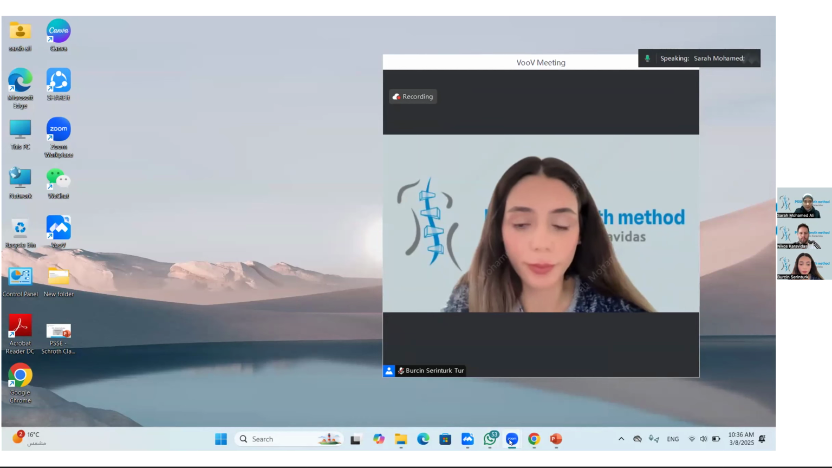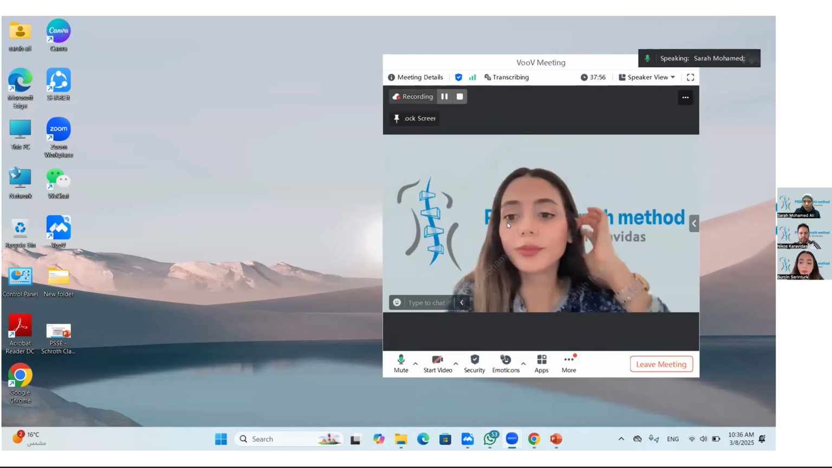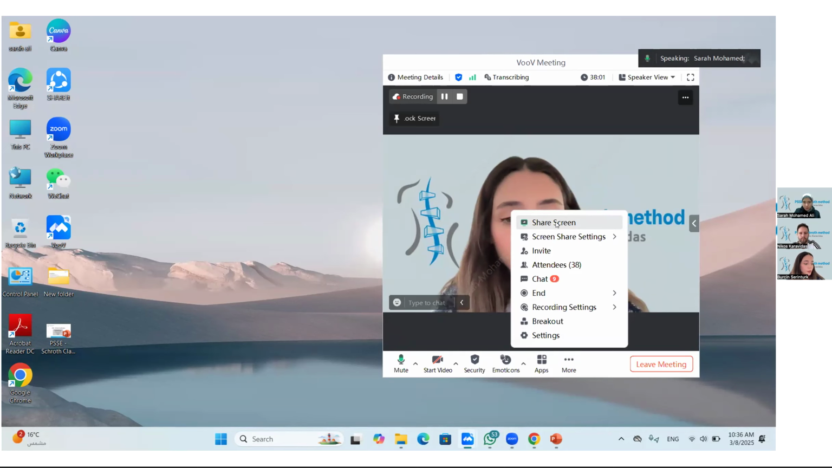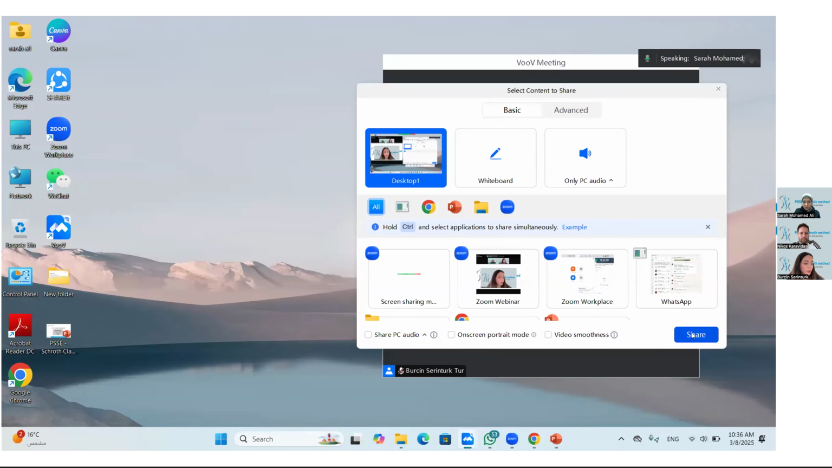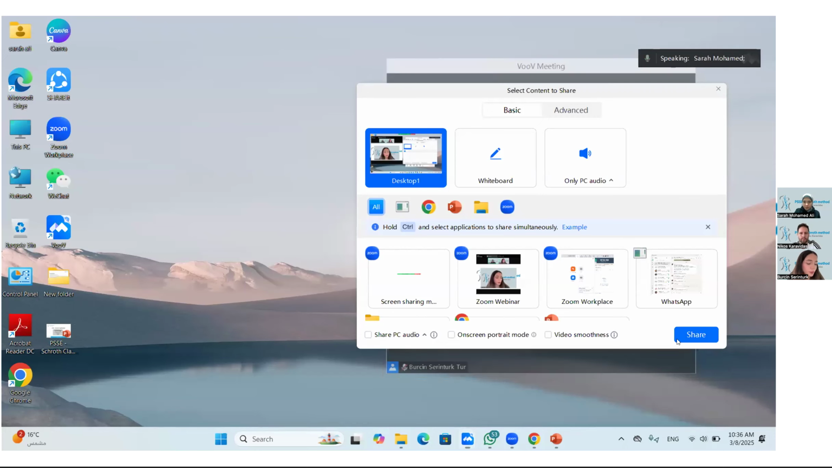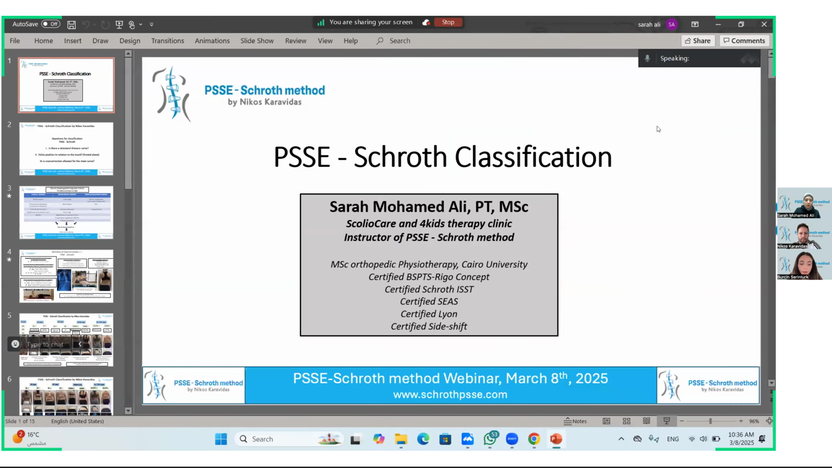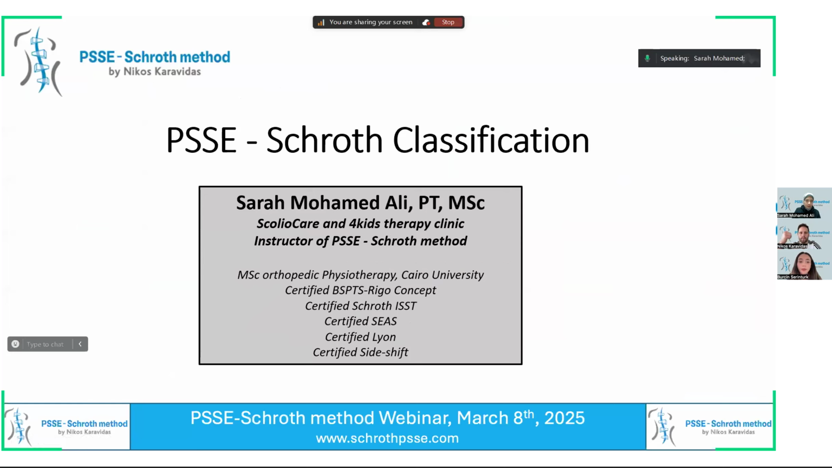Hello, everyone. Just a second to share my screens on both applications. I'm already sharing in my Zoom. Just 1 second. Can you hear me well now? Can you hear me well in both applications? Because I can see. Can you hear me well?